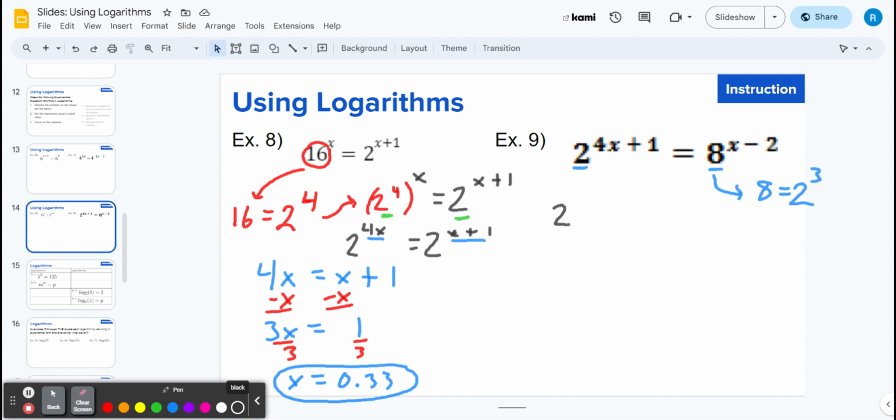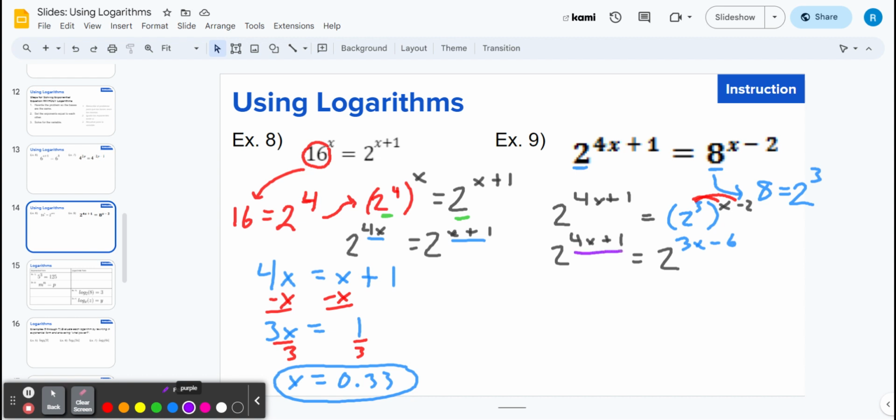We'll go 2 to the 4x plus 1 equals 2 to the third power to the x minus 2. Now, the left side we can leave exactly as is, 2 to the 4x plus 1. The right side, however, we're going to have to distribute that 3 out so it hits both the x and the negative 2. So we get 2 to the 3x minus 6.